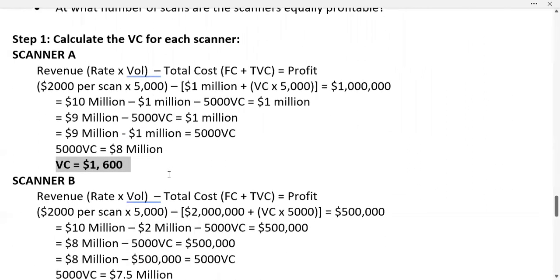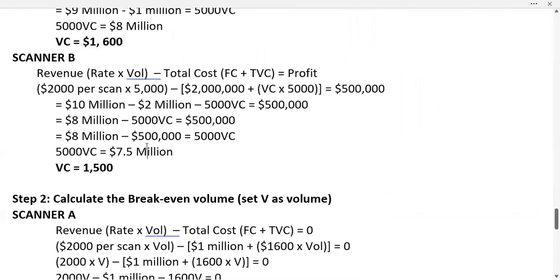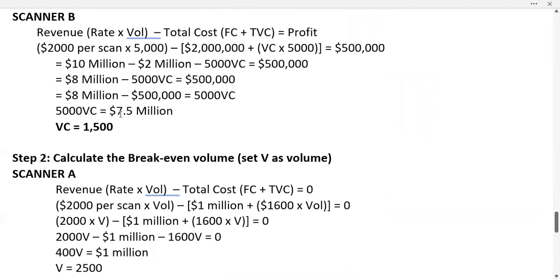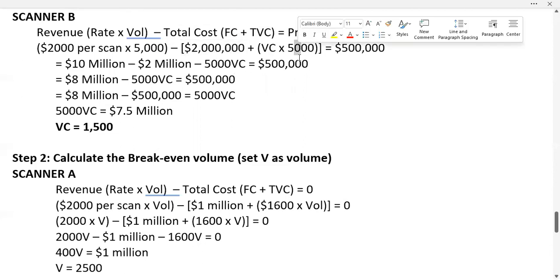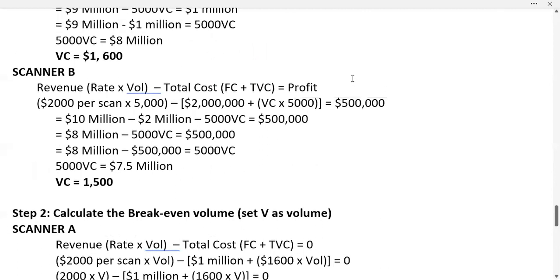For scanner B, we will use the following formula, similar to scanner A: revenue minus total cost equals profit. Here we have the same rate, $2,000 per scan, and the volume is 5,000. Total cost is your fixed cost of $2 million plus, again, the variable cost we're computing times 5,000. Profit here we estimate is only $500,000.